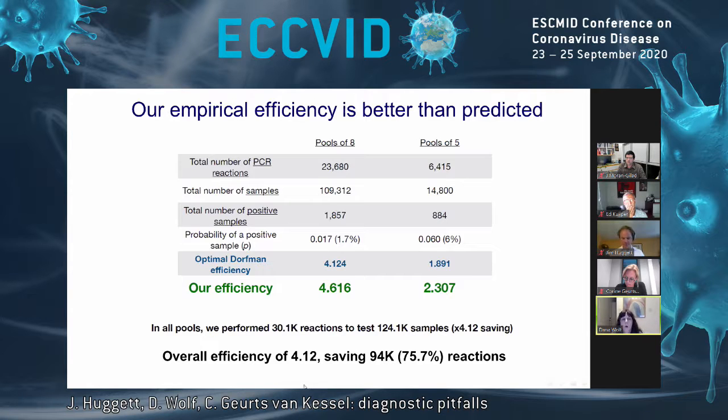So altogether, in all pools, we performed 30K reactions to test 124 samples with efficiency of 4.2, saving 75% of our reactions, 94K reactions to achieve the same number of results.